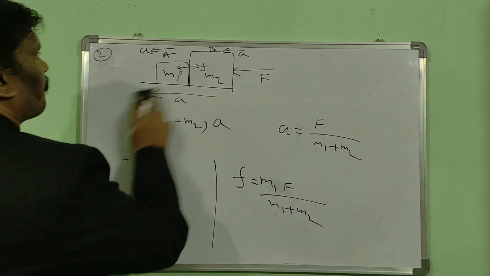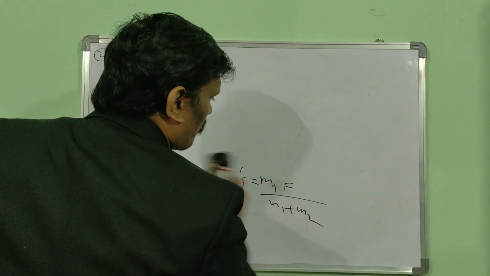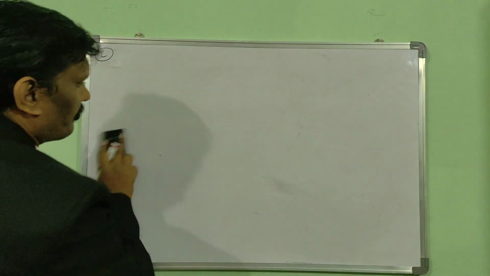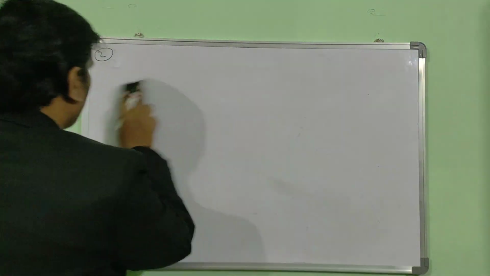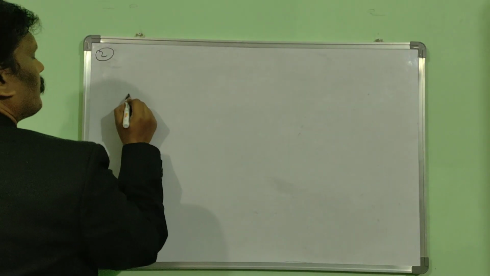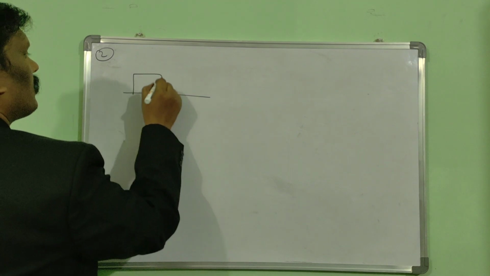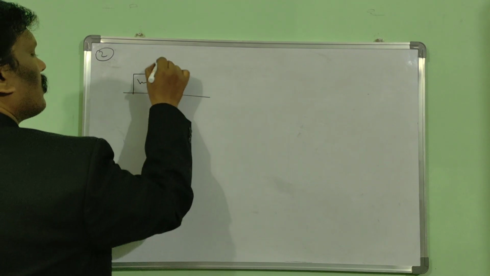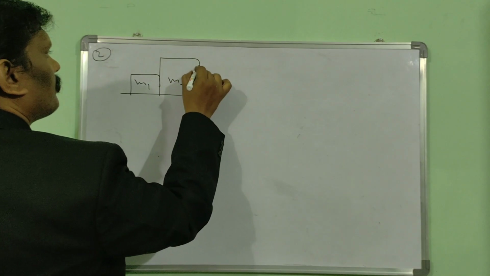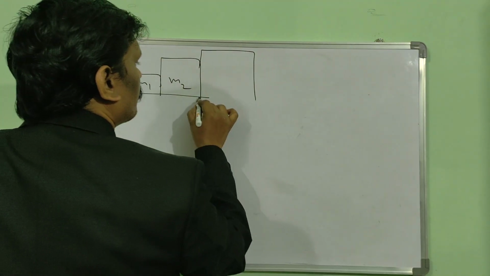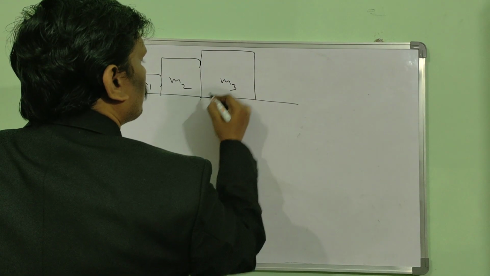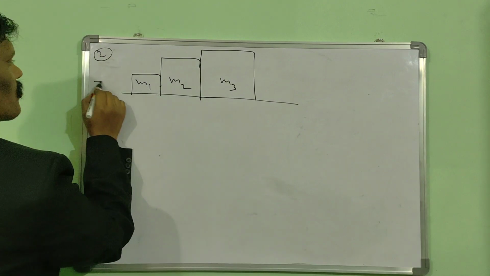The next one is, I'm going to consider the motion of 3 blocks in contact. This is M1. This is M2. This is M3. So the force is pushing from one side like this.